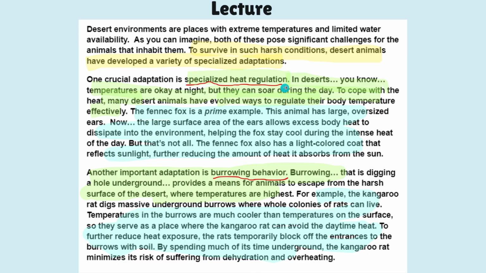After that, the lecture describes each of those 2 adaptations, one after another. So the first one is specialized heat regulation. I've underlined it there. After it mentions what that adaptation is, there's sort of a definition and description of it, which I've highlighted in green, and then you get an example of it. In this case, it's an example of a type of fox, which has some adaptations that regulate its heat. After that, it mentions the second adaptation, which is burrowing behavior, and once again, it describes it, and then it gives an example, in this case, the kangaroo rat.